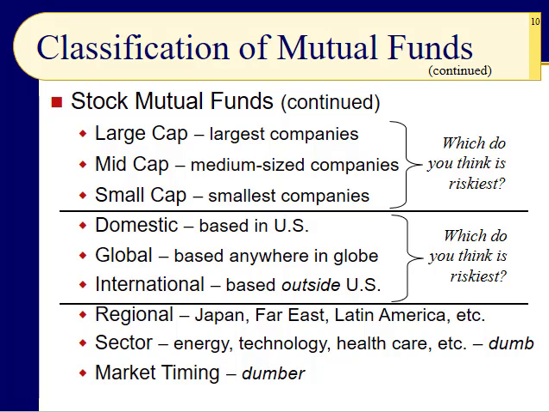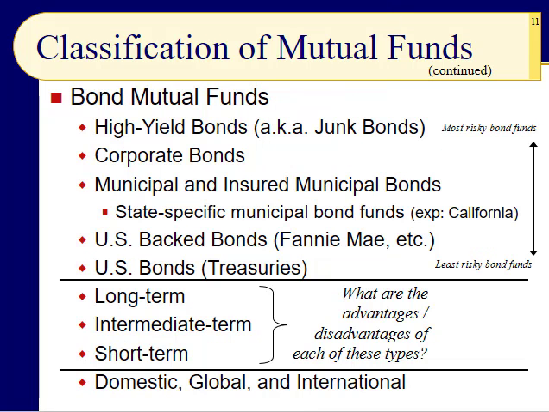And then the last category is dumber. Market timing, folks. Stay far away from anybody who tells you they know how to time the market. As we said back in chapter 12, no one can, don't try to time the market. The only people who can do it are liars, right? Okay. So those were the stock funds.